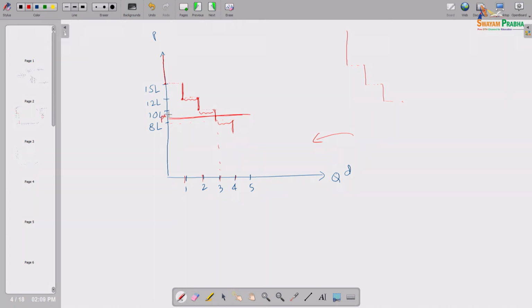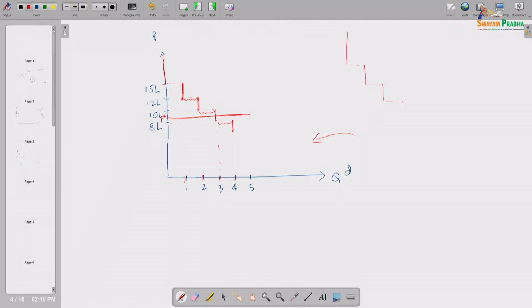So obviously at that price level only 3 people are able to purchase that commodity. So the effective demand in that market is 3 only, because although many people are there, only the first 3 are capable of purchasing that commodity, since its price is in between 8 and 10 lakh. So suppose it is 9 lakh.